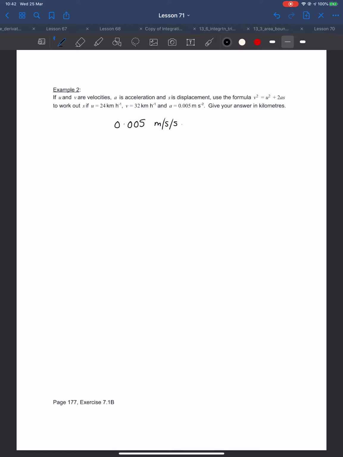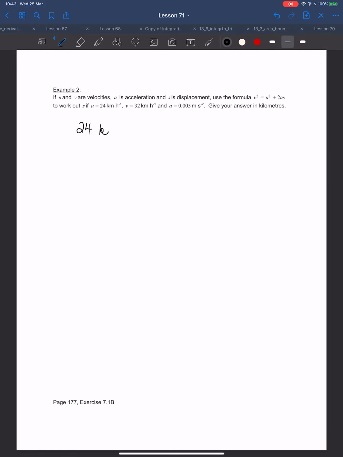I'm just wondering whether to change the other ones down to metres, and then change them back at the end. I'm going to do it that way just because of all these decimal places. If it's 0.005 metres per second squared, we can have lots of decimal places when we go to kilometres, because we haven't got much. So I'll go the other way.